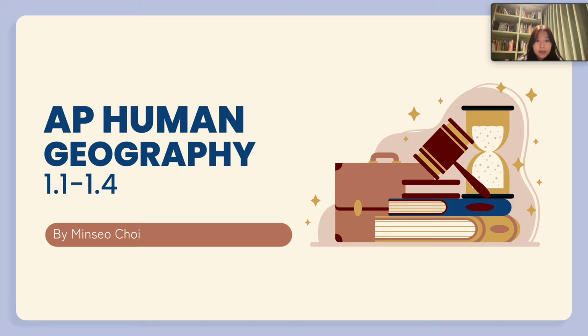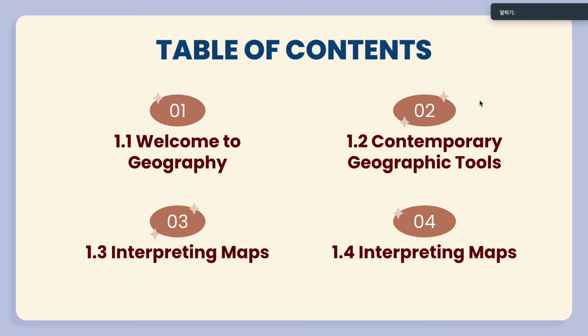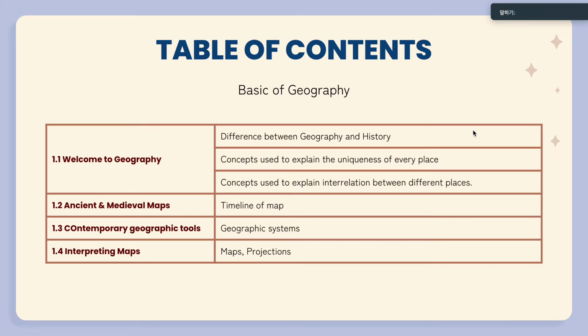In this video, I'll be covering AP Human Geography Chapter 1.1 to 1.4. Specifically, I'll be covering the difference between geography and history, concepts used to explain the uniqueness of every place, concepts used to explain interrelation between different places, timelines of map, contemporary geographic tools, and lastly, interpreting maps.